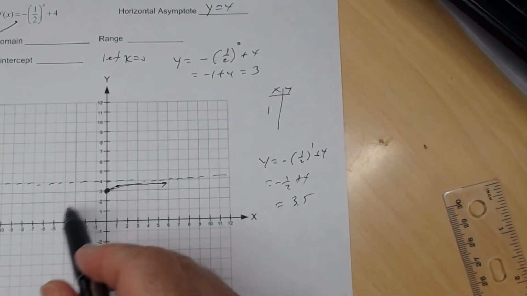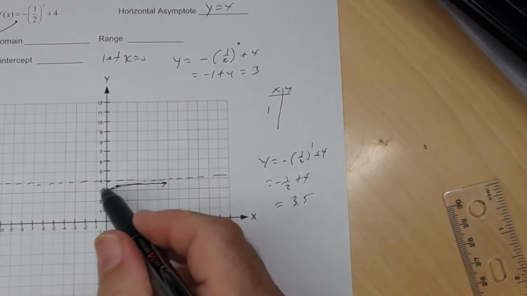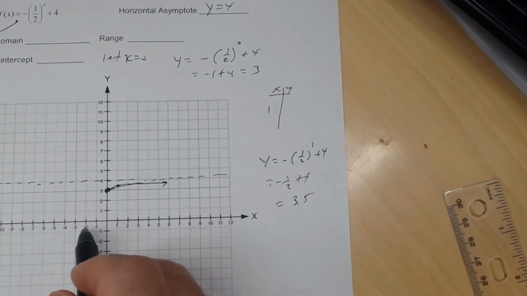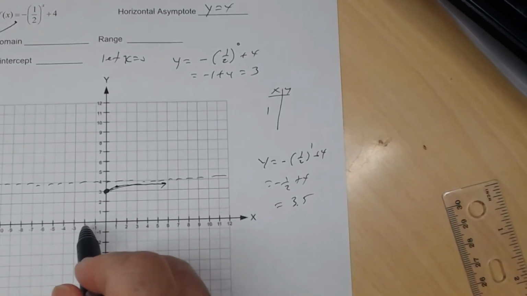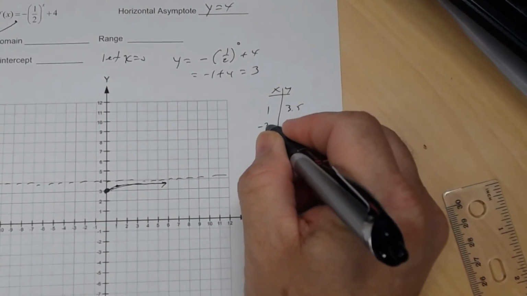But then I have to find out what goes here. What happens here is that it falls very rapidly. So I have to pick 2 more points on this side. Let's say x is negative 2. So we found 3.5 here. If x is negative 2, let's see what happens.